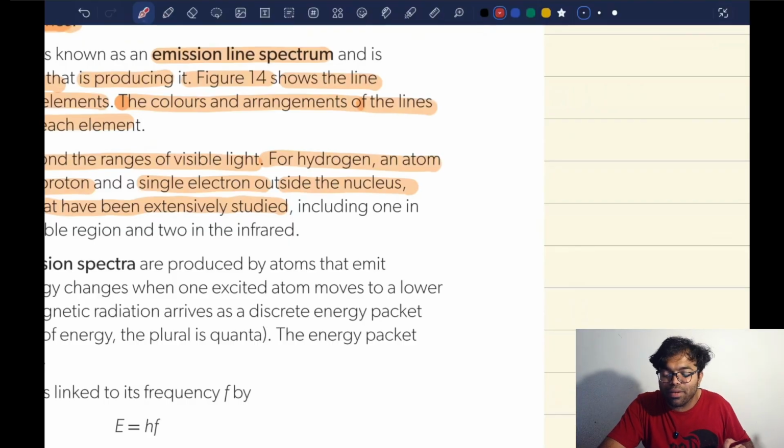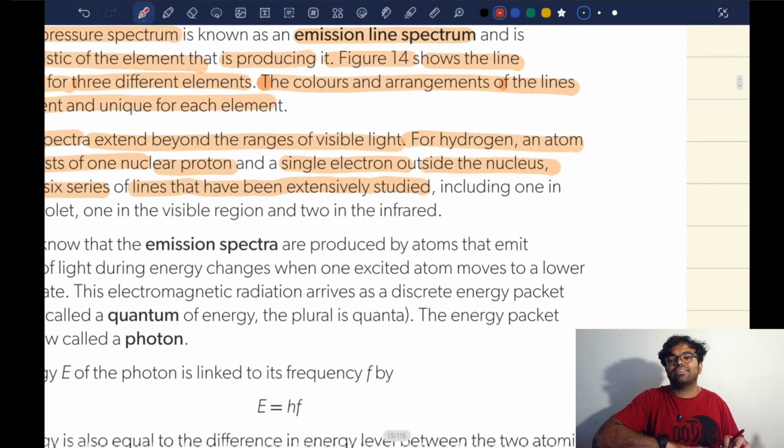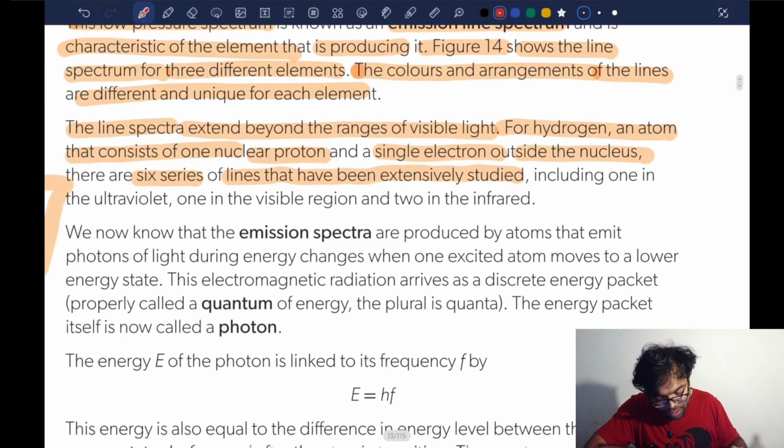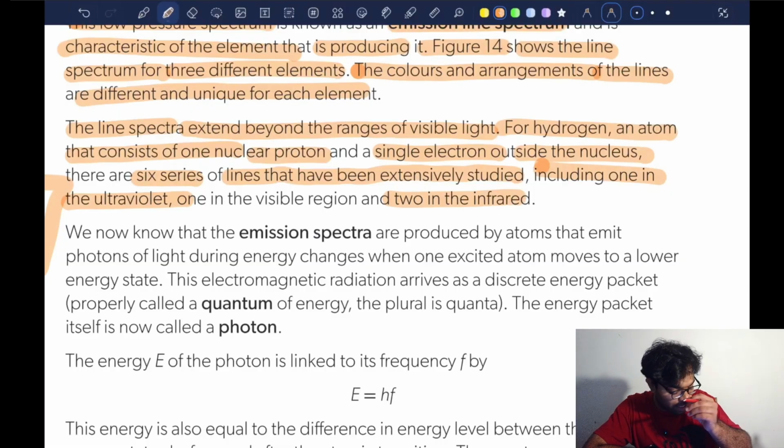Again, the Lyman, Balmer, Paschen, Brackett, Pfund, and Humphreys. These are the six scientists that discovered the six emission spectra of hydrogen. They include one in the ultraviolet region, one in the visible region, and the rest in the infrared region.